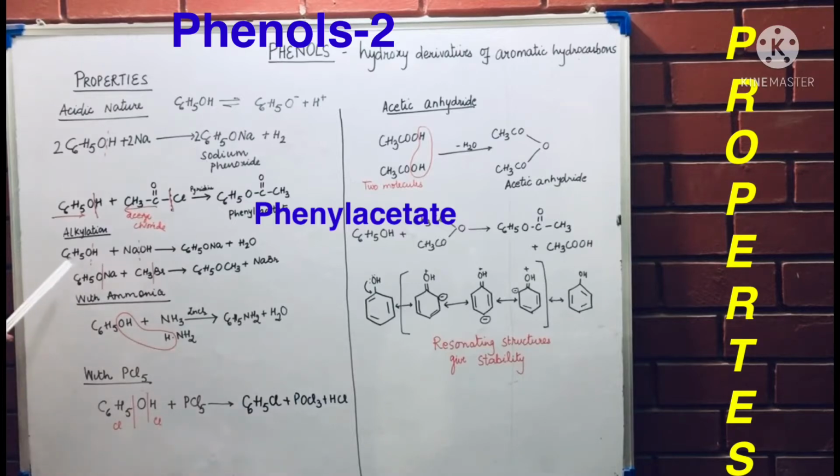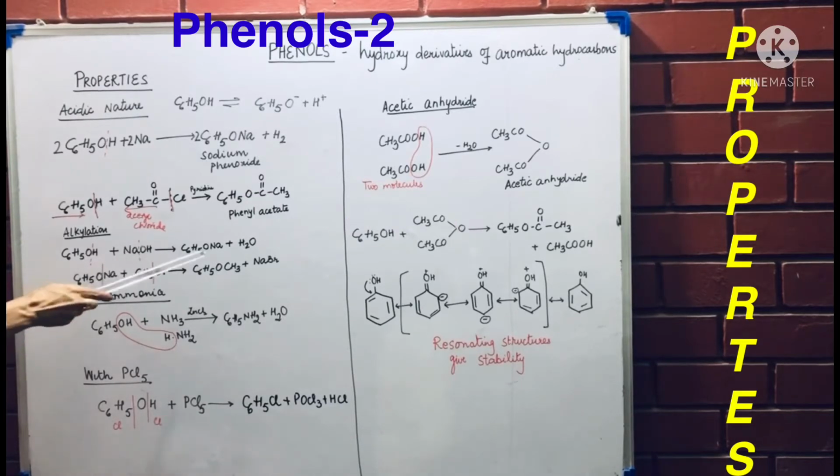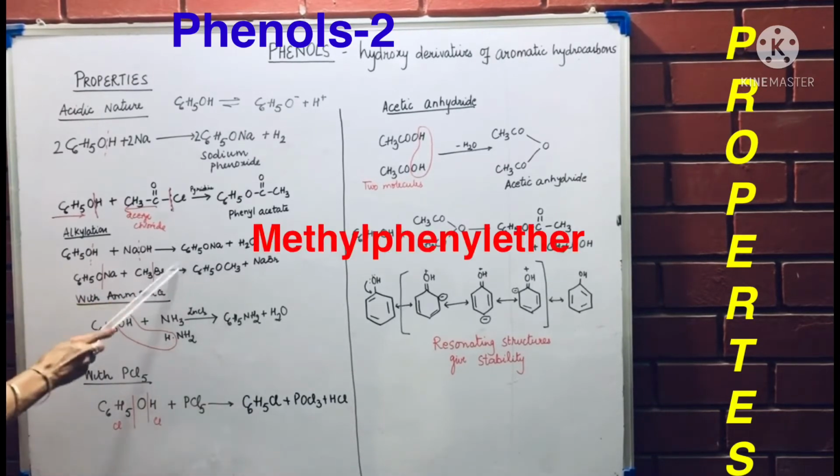Alkylation takes place in sodium phenoxide. So the first reaction is that we reacted NaOH to form sodium phenoxide. Now any alkyl group can be attached here, C6H5ONa plus CH3Br. So CH3 gets attached, NaBr goes out, and this compound is an ether because ethers contain oxygen in the center.